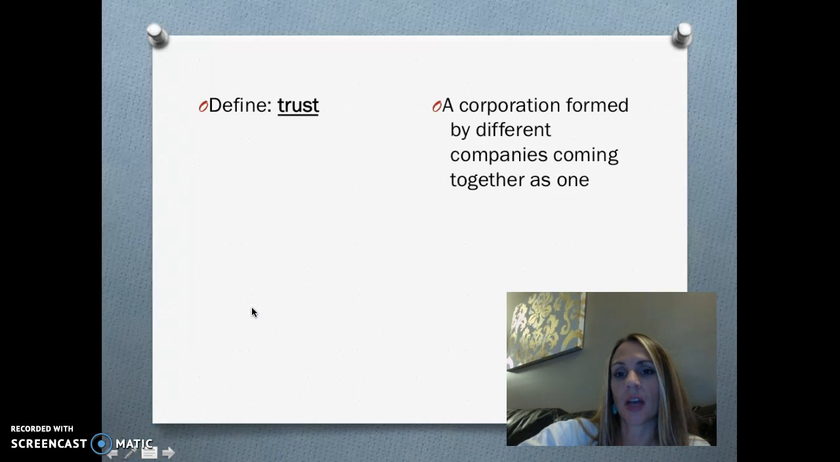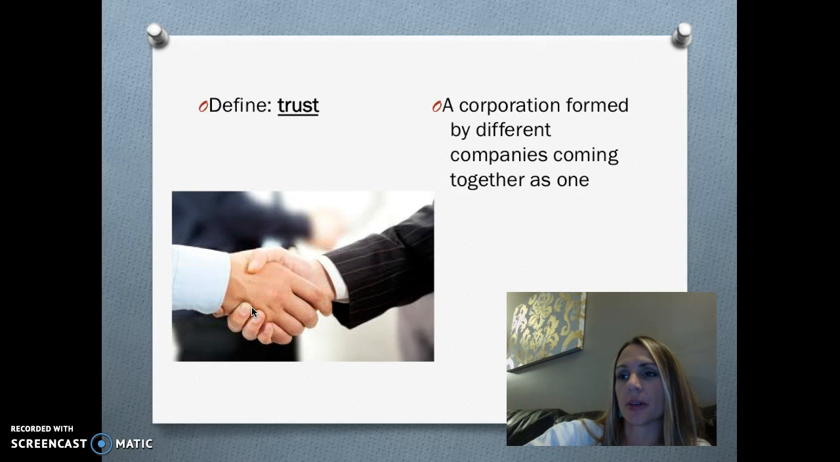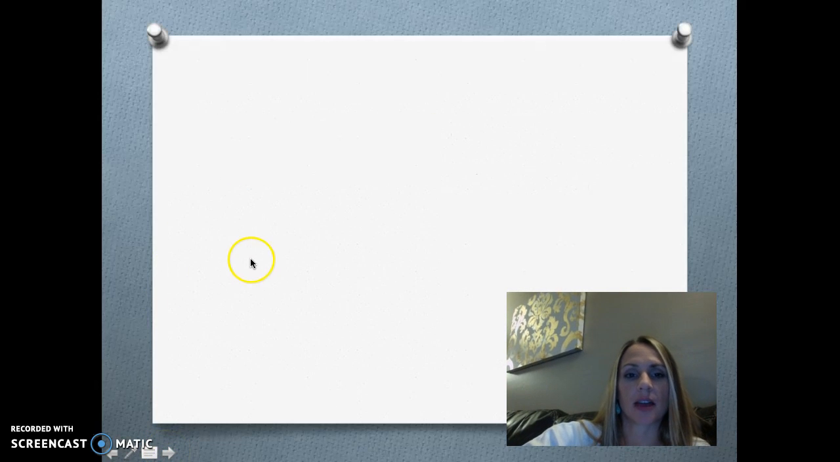Trust. A corporation formed by different companies coming together as one, and they agree to do it. Okay, so they'll agree to do it. And of course, this is something that became illegal with the Sherman Antitrust Act.